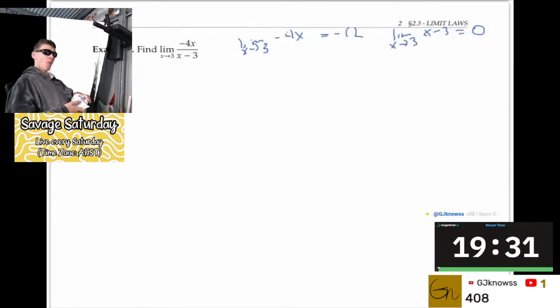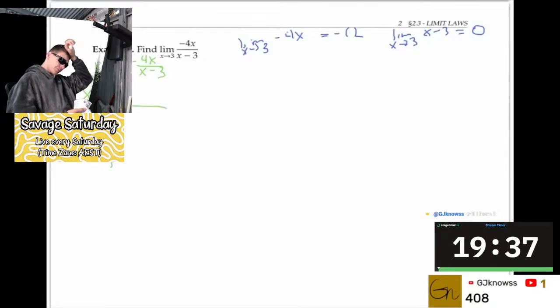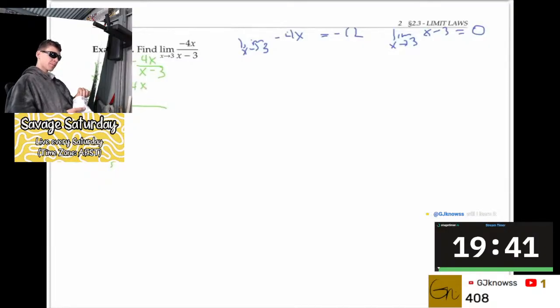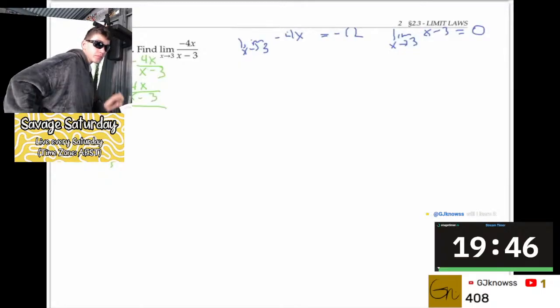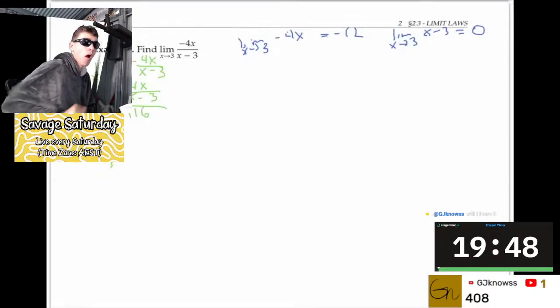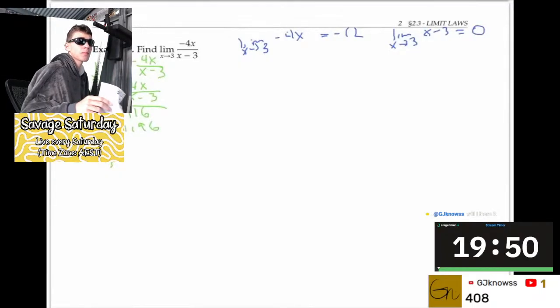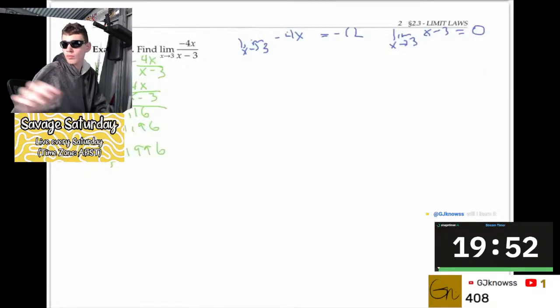Let's see what happens as we approach 3 from the left first. As we approach 3 from the left, x is going through numbers that are slightly less than 3, numbers like 2.9, 2.99, 2.999, and so on. If we plug those numbers into the expression on our calculator, we're going to get answers of 120, 1,196, and 11,996.